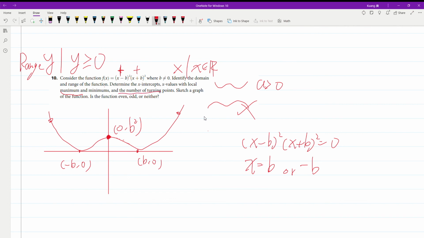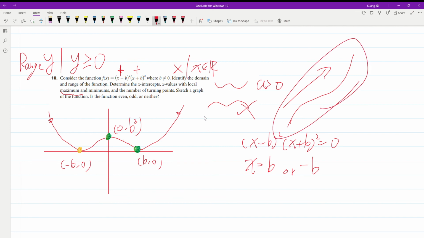And the number of turning points, I see 3. The first one here, the second one, the third one, we call turning points. A turning point is where your slope changes from positive to negative or from negative to positive. If you see a graph like this, there is no turning point, because the graph keeps climbing, keeps going up. The slope is always positive. It never changes from positive to negative. So there's no turning point for this graph.